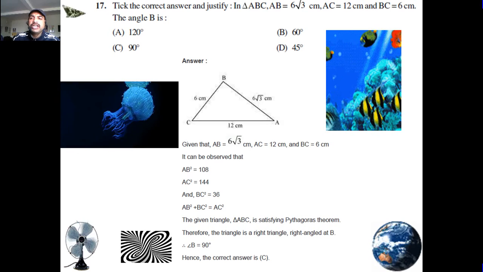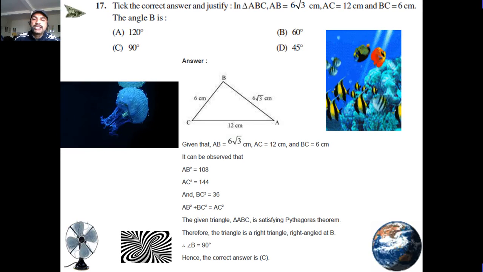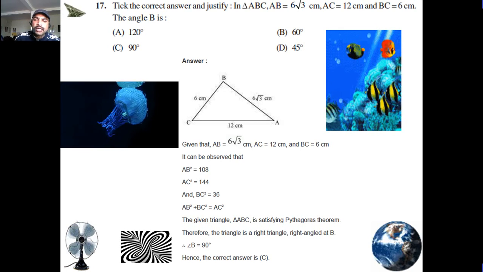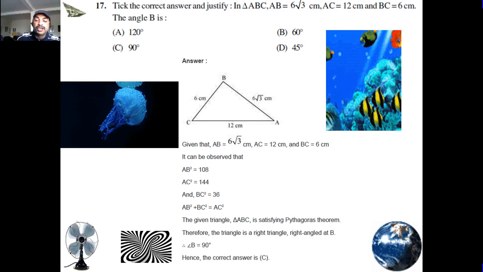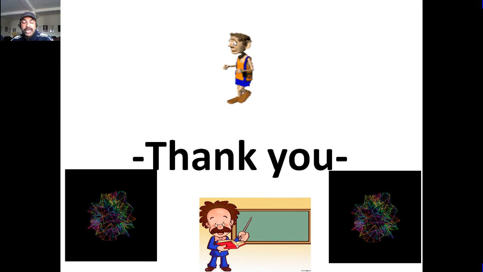Now students, question number 17. Tick the correct answer and justify. In triangle ABC, AB is equal to 6 root 3, AC equal to 12, BC equal to 6. Angle B is, there are 4 options. Given that AB square is equal to 108, AC square 144, BC square 36. Applying Pythagoras theorem, angle B is equal to 90 degrees.